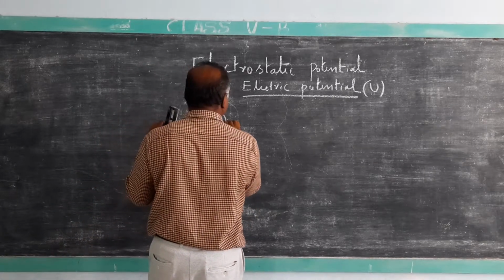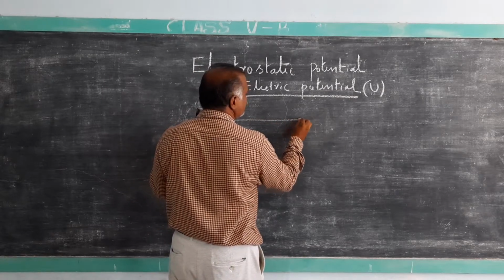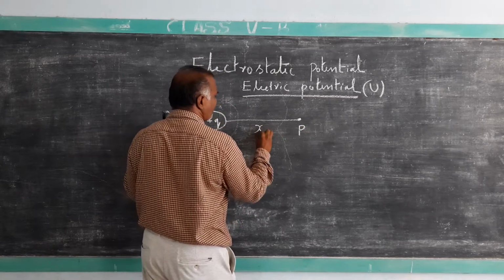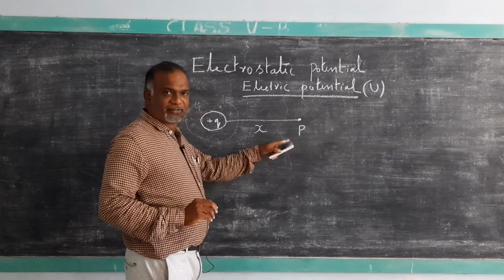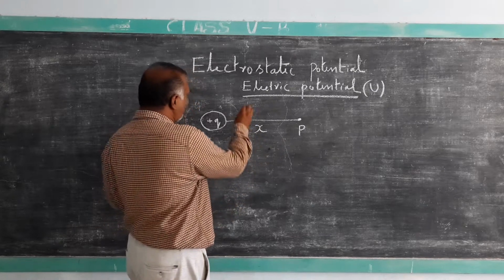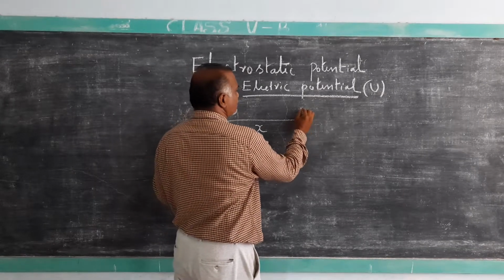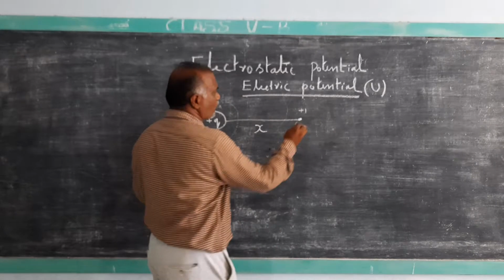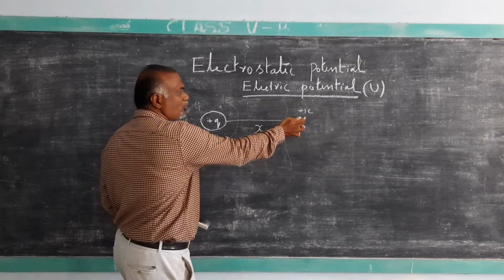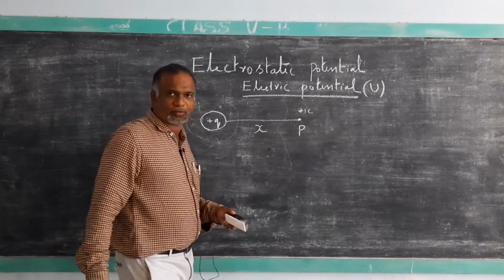Then from that electric field, at a particular point, we take a point. This is a point B at a distance x. So what is electric potential? Actually, electric field we know. I keep a unit positive charge here, plus 1 coulomb. There is a force of repulsion between these two positive charges.